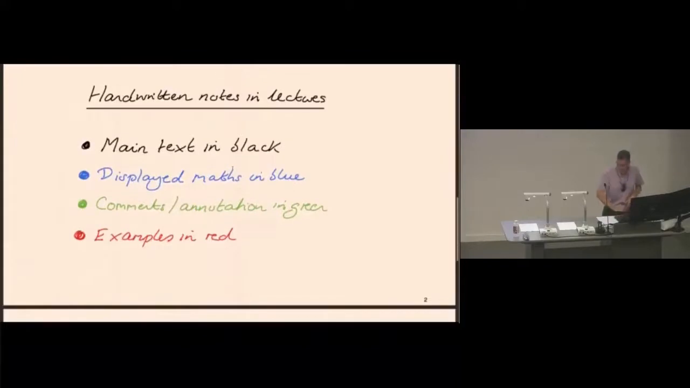Okay, so like the previous lecture, I'm going to use these visualizers, which I haven't used before, so you might have to bear with me, I'm afraid. But I'm going to write in 4 colors. Main text is going to be in black. I'll try and stick to this, but you'll have to bear with me. Displayed mathematics, I'll try and write in blue. Things in green are comments or annotation, and examples I'll try and write in red. So that's what we're aiming for.